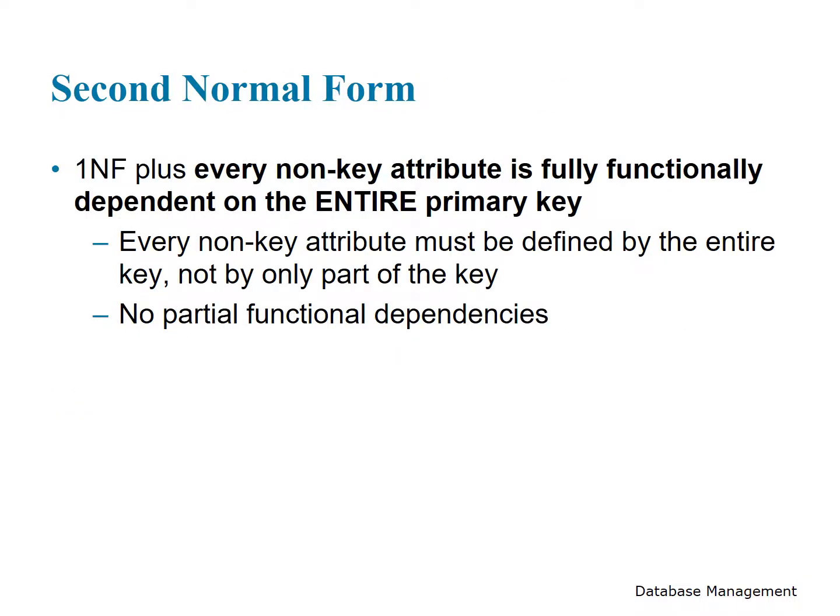Second normal form. First normal form plus every non-key attribute is fully functionally dependent on the entire primary key. Every non-key attribute must be defined by the entire key, not by only part of the key. No partial functional dependency.